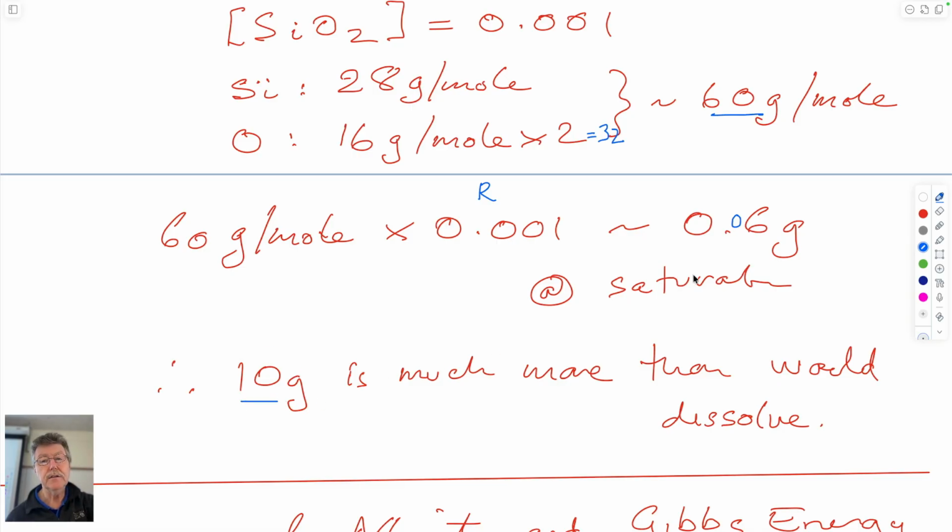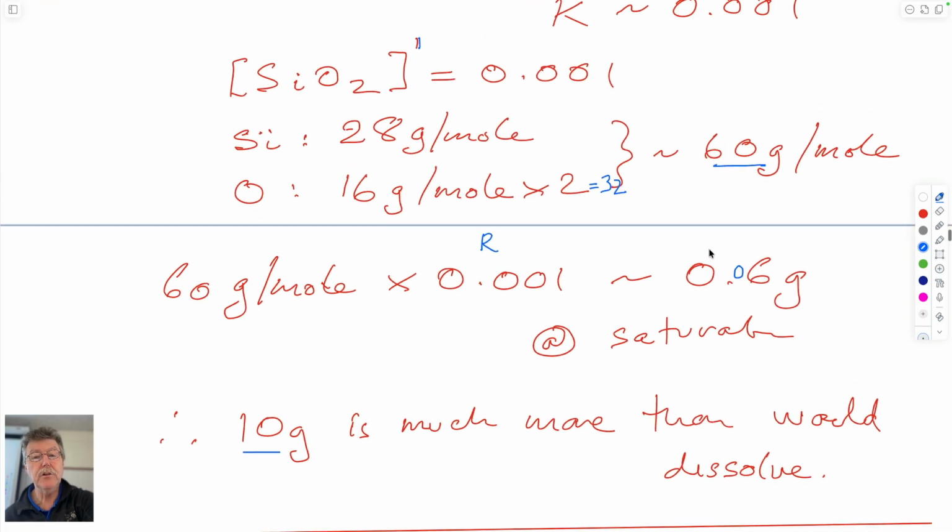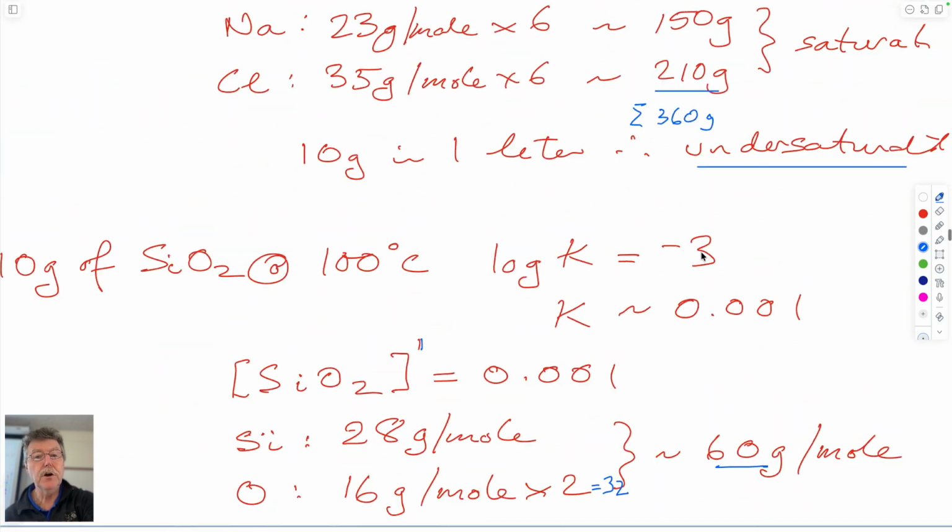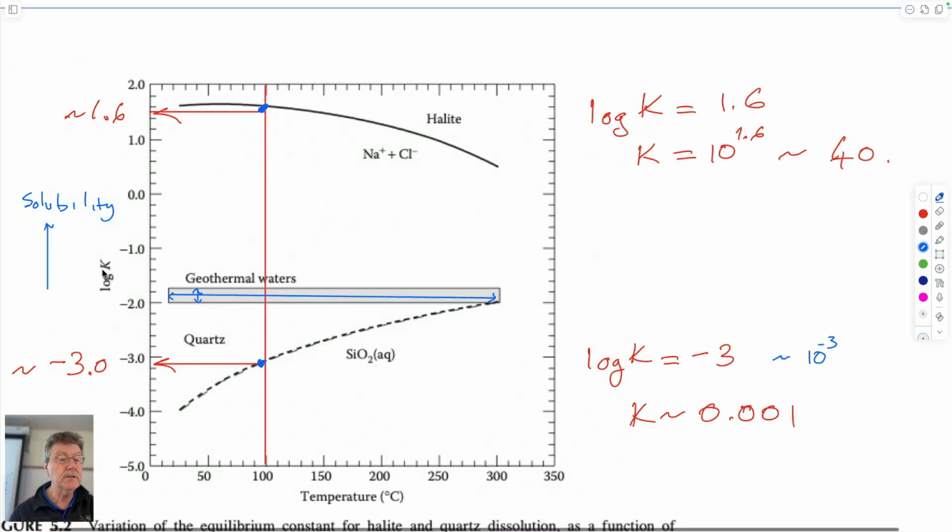It would leave 9.94 grams in solid state and take 0.06 grams and put it in solution. So we can always define exactly what the equilibrium situation is if we know what these solubility constants are, and we know what the temperature is, and we have behavior here which is retrograde solubility. So as you increase the temperature, it takes less and less dissolved in water.